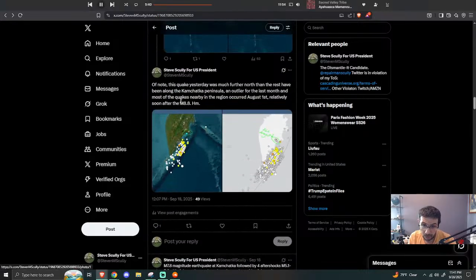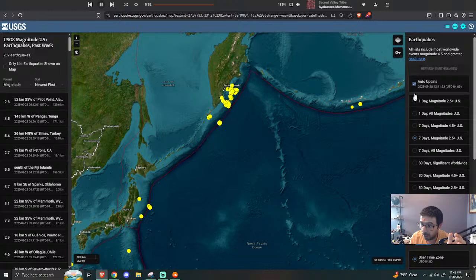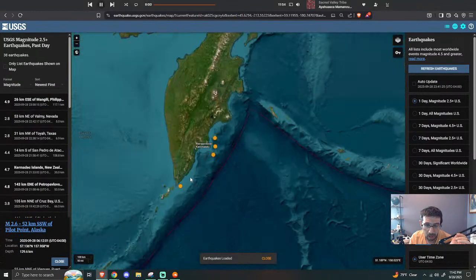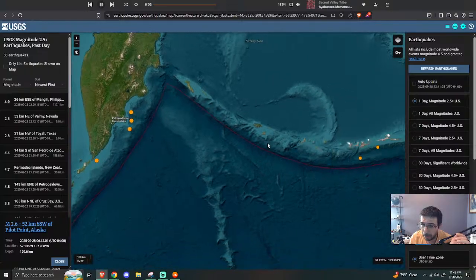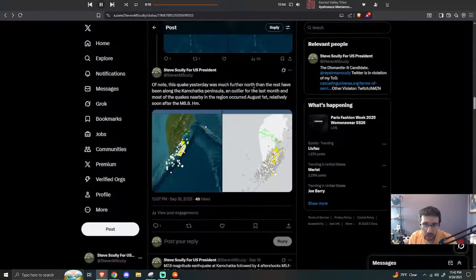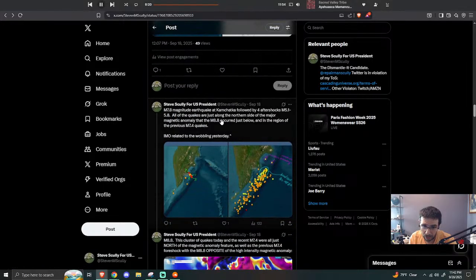Oh, it was after this. So after this anomalously north one. So if we see anomalously north, not a good indicator. Not the best sign. For some reason it's not letting me see. Oh, there we go. I just said, and then boom, 7.8.